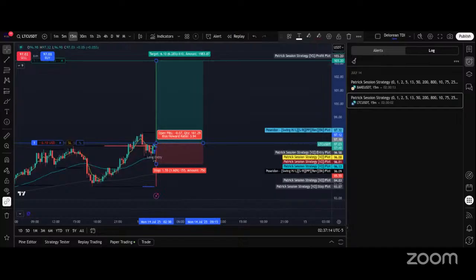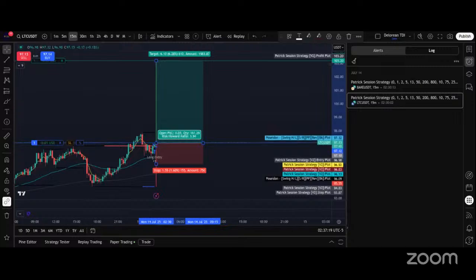All right, here we go. Litecoin, LTC, USDT. 15-minute confirmation. Market execution buy. Entry price is 97.10. Stop loss is 95.55 for 155 pips. Take profit is 103.20 for 610 pips with a risk to reward ratio of 3.94.